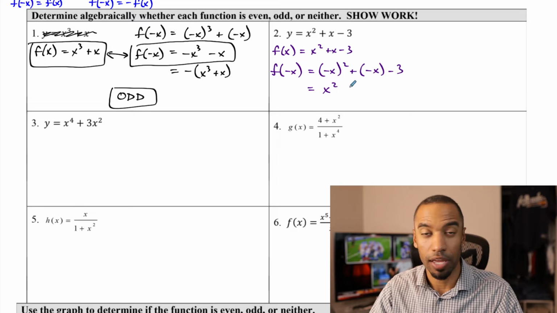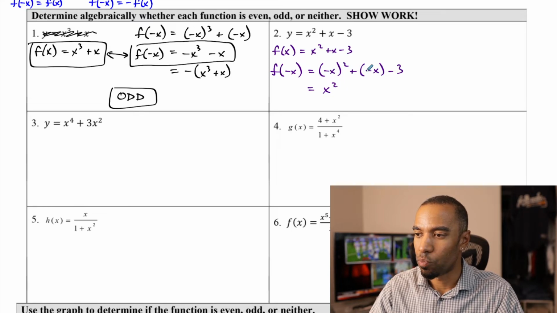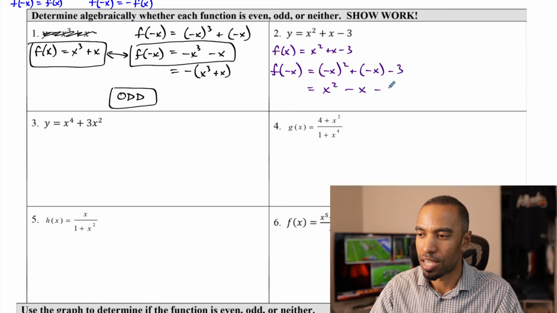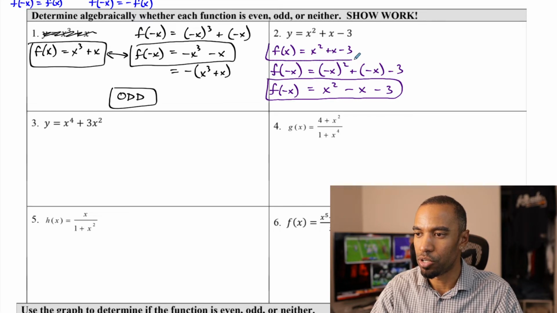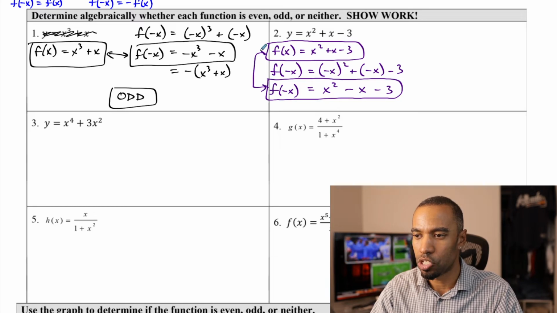Because you square a negative, you get a positive. And then we're going to add a -x. That's minus x. And then minus 3. So f of -x gets you that result right there. Now, when you compare this to the original function here, you kind of have to ask yourself one more time, do we have an exact match?